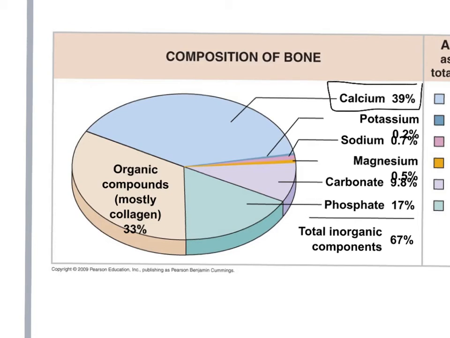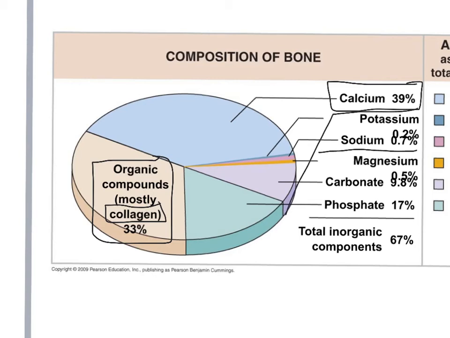Like 40% of it is calcium. So that calcium has to be packed in there to make that ground substance really hard. And then another third of it, 33%, is collagen fibers that help to make it bendy. And then we see some other ions, some other minerals, some other components, and those I'm not gonna have you memorize, but like 40% of it is calcium, another third of it is the collagen fibers, okay?